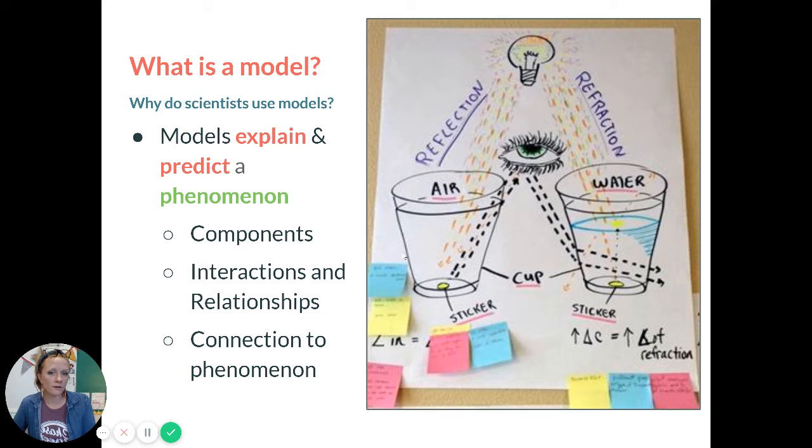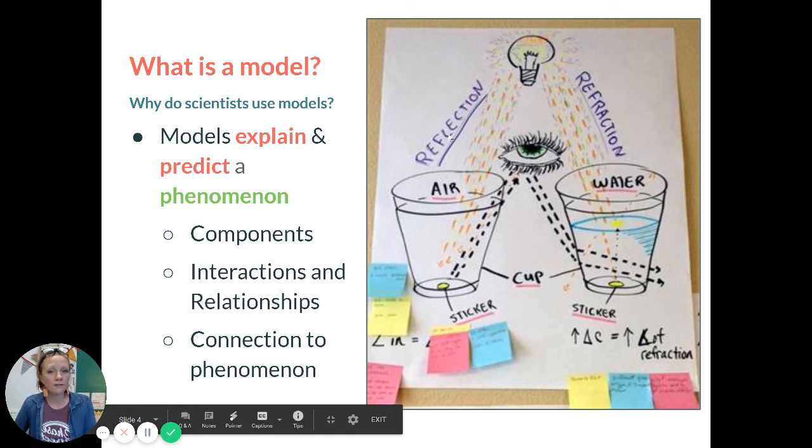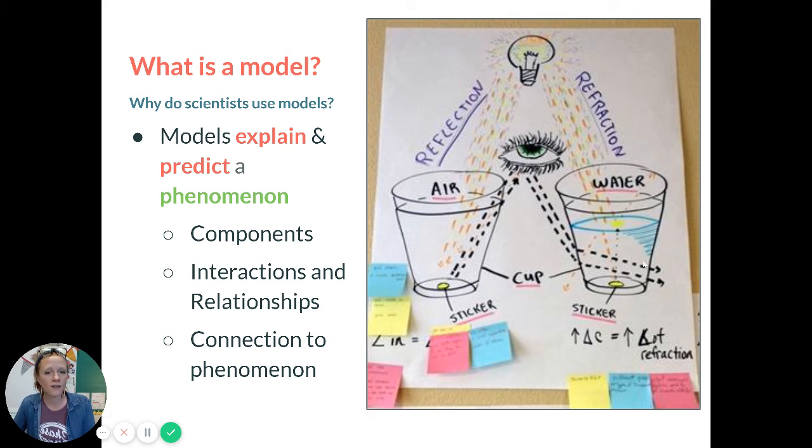And you can see here there are pictures on the page, there are words, there are arrows, there are different colors, they've color coded certain things. And there are many different things you can include in your models. One of those things is components. So every model has some components. A component is a fancy way to say part. So the different parts or components of this model are the cups, the light, the eye, the water, the air, the sticker at the bottom of the cup, that kind of thing.